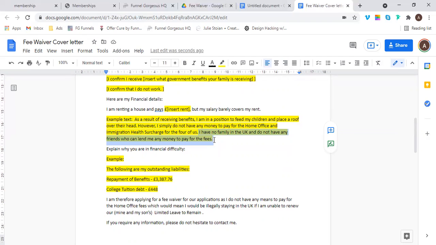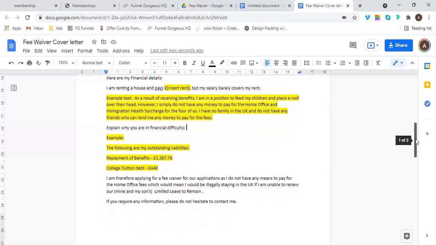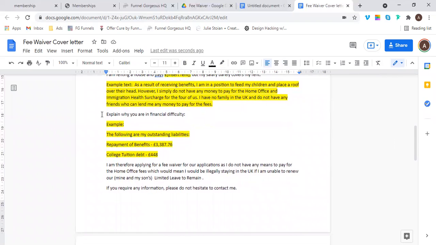So you have no family, or you have family but they're also struggling with money and do not have well-paid jobs. You don't have any friends, and usually in these cases, if you have migrated to the UK, it will be very unlikely that you will have many friends whom you can rely on for financial support. You'll be extremely lucky if you are in that position. But you can include this phrase: I have no family who can lend me money to pay for the fees. And then I've said, explain why you are in financial difficulty.